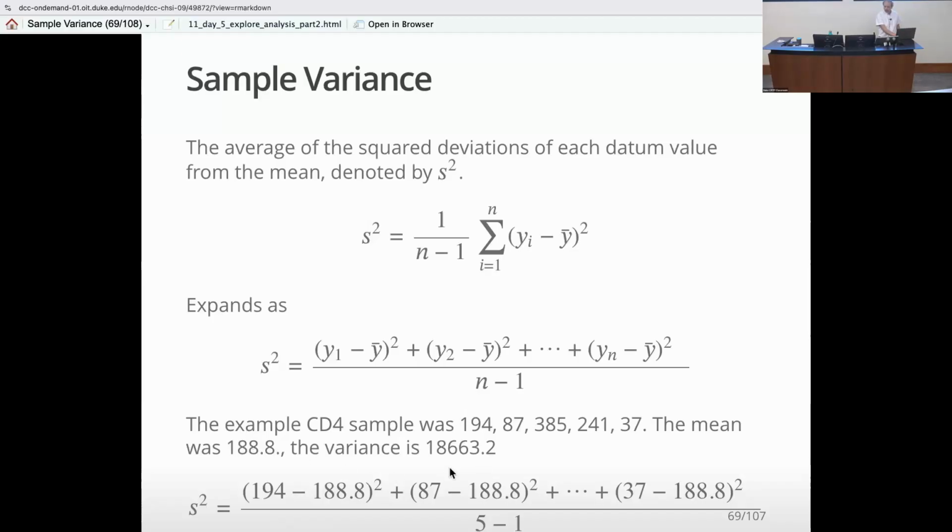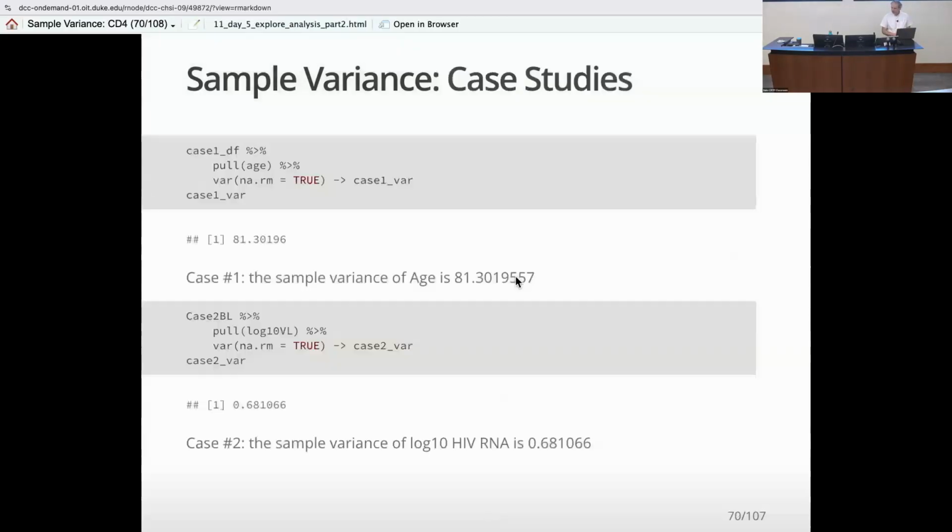Remember that the mean was 188.8. And these are the individual values. So we're subtracting 188.8 from 194 and squaring that. Subtracting 188.8 from 87, squaring that. And then we divide by 4 because there are 5 values. If we want to do that with our real data, we can again use poll and use the var function and calculate our variances.